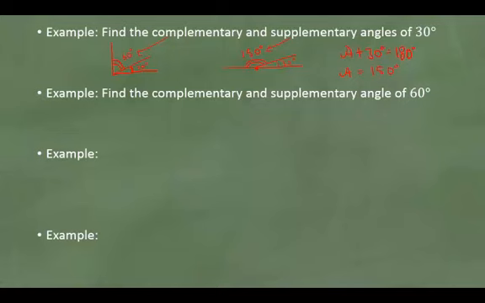Same thing, find the complementary and supplementary angles of 60 degrees. Well, 60 degrees plus 30 degrees is 90, right? So that's the complementary angle. What's the supplementary angle of 60 degrees? There's 60 degrees. What would get me all the way to 180? 120 degrees. So that's the supplementary angle.